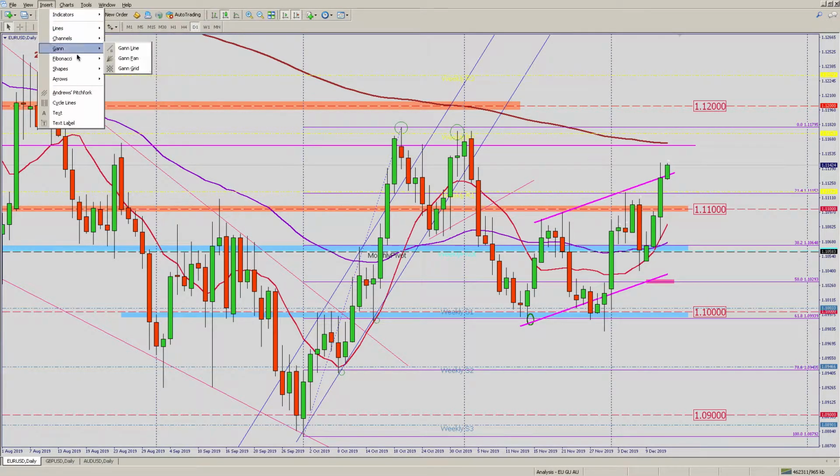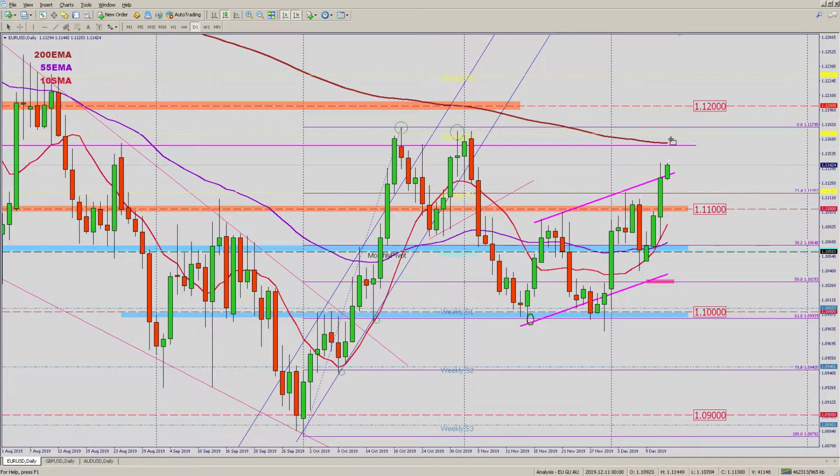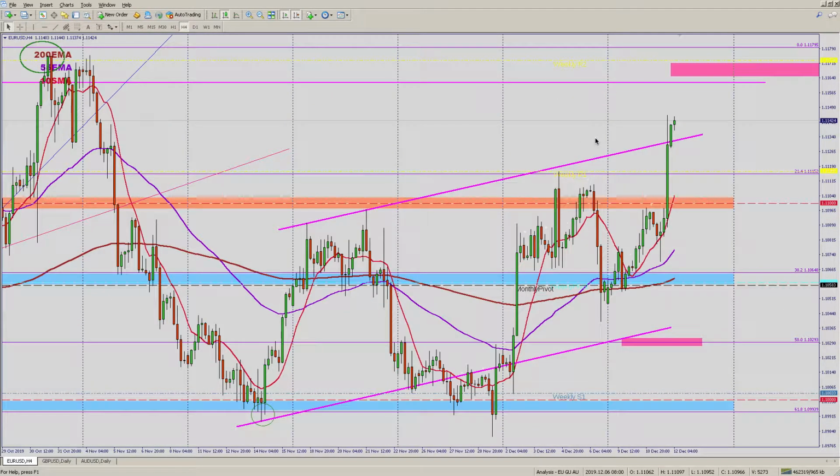So it could mark this zone as the next key resistance zone. Let's switch to the 4-hour time frame.